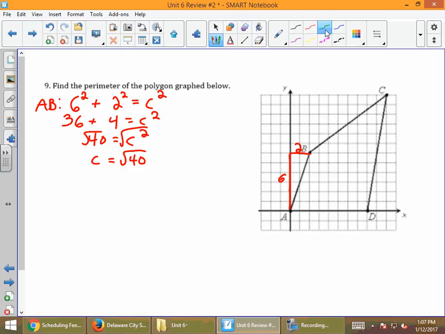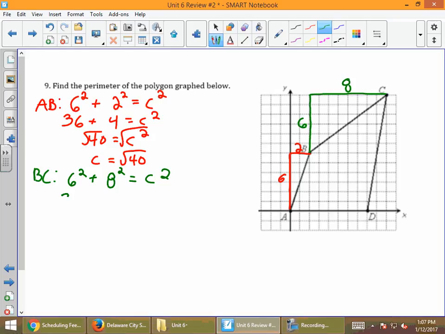Same process. Figure out how high I have to go, rise, and run over. One of those legs there. Okay. And we're talking BC. So how high up did we go? 6. Agree? How far over did we go? 8. Good. Again, those represent the legs. So I'm going to say 6 squared plus 8 squared equals C squared.